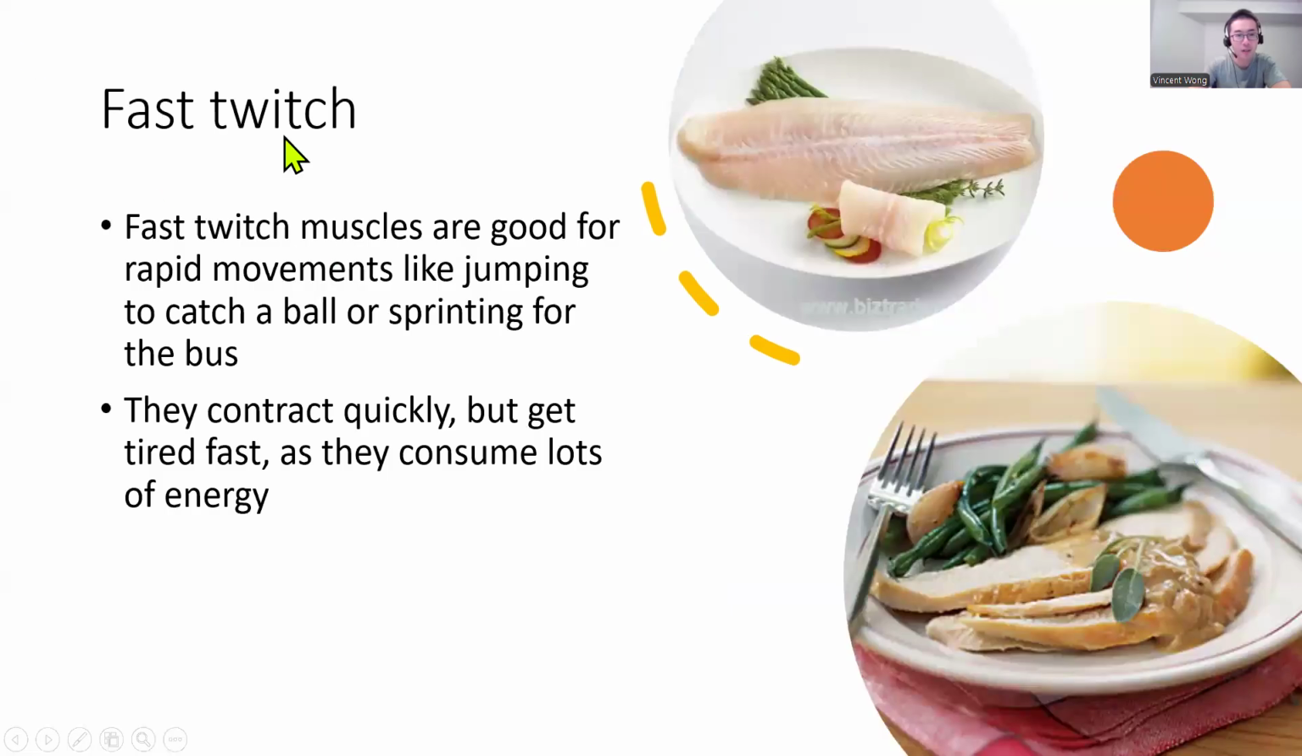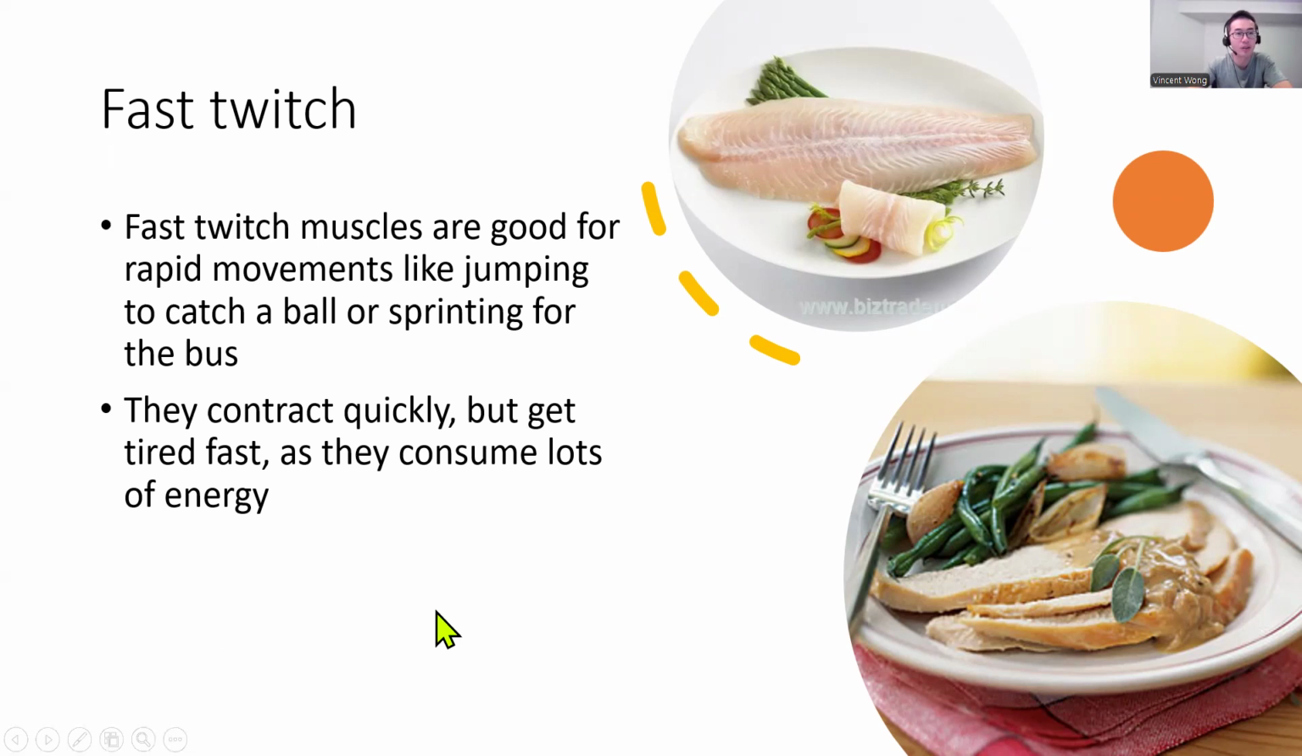Fast twitch, on the other hand, is good for fast, rapid, explosive muscle action, like jumping all of a sudden to catch a ball, or sprinting to catch a bus, right? And with chickens, if you try to catch them, they flap their wings and get out of the way, but then they get tired right away. They can do these flaps a couple of times, quick bursts of energy, but it's not strong enough to sustain a flight. Fish like tilapia could dash out of the way if a predator comes, right? But they cannot swim at really high speed for long periods of time.